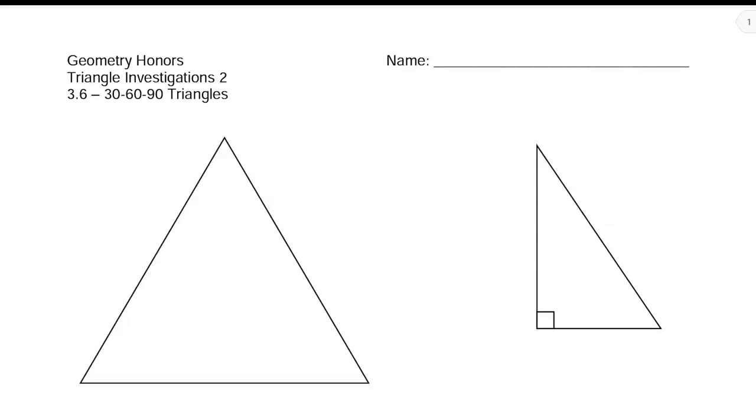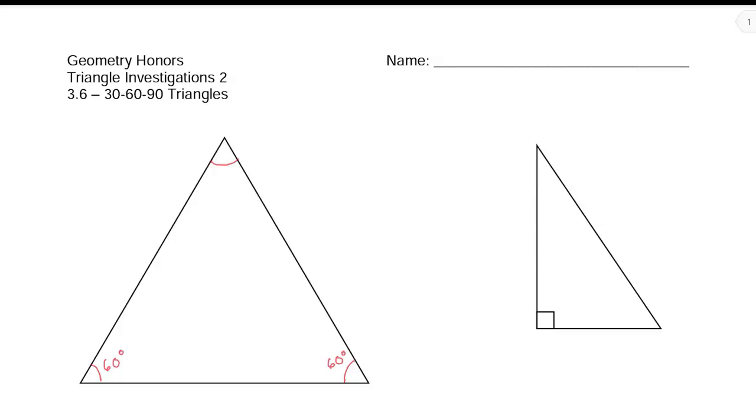3.6 is on the topic of 30, 60, 90 triangles. And we're going to start with one large equilateral triangle. So that means all of the angles are congruent. If all the angles are congruent, then all of the angles are 60-degree angles.